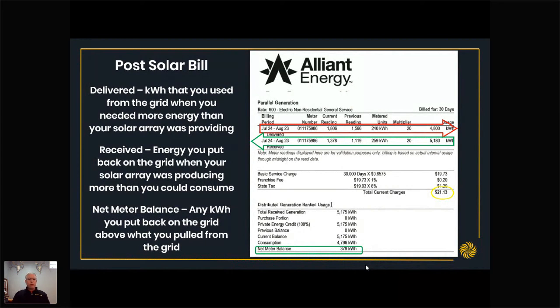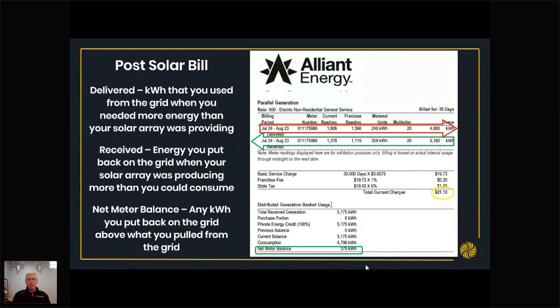So whenever your array is producing more power than you need in any given moment, you'll put that power back on the grid, your meter will record it, and your account will be credited at that 1-to-1 kilowatt hour to kilowatt hour rate. So essentially the kilowatt hours you give Alliant carry the same value as the kilowatt hours that you get from Alliant. So that brings us to the bottom portion of the bill, where those numbers are carried down from above to below. You see the received generation and you see the consumption.